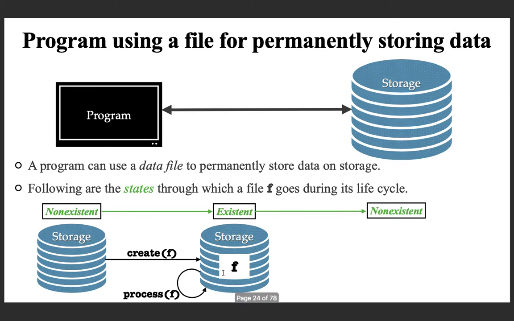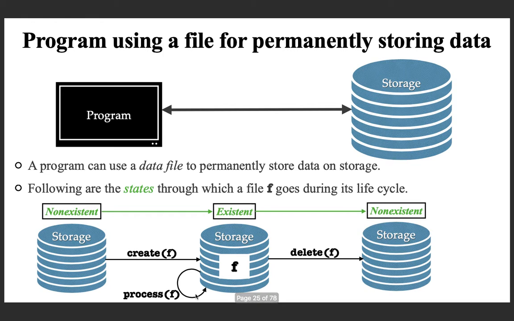Now you can process that file any number of times, maybe you are adding data to it, or you are modifying data in an existing file, or you can maybe append data, whatever. We will discuss various processings, and if you want, finally you can delete that file. Deleting means from the storage you are taking it out. So these are the various states through which a file can go.